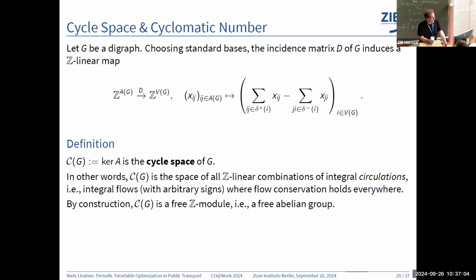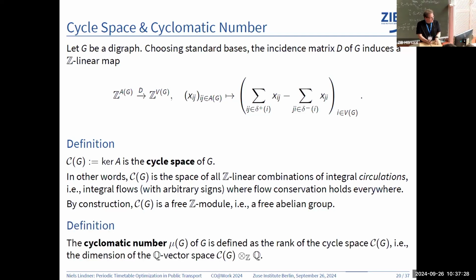And the kernel of that has a name. It's the cycle space. We work over the integers here, so it's not a vector space. It's an abelian group. And this is just by this very definition here, the space of all circulations in the graph. That means integral flows where flow conservation holds everywhere, right? And a cycle is a particular case of a circulation in the graph. And this is an abelian group.